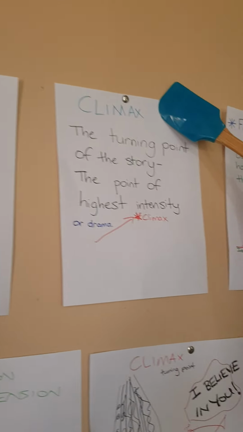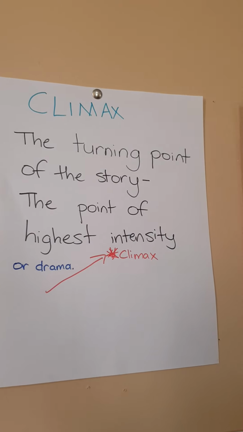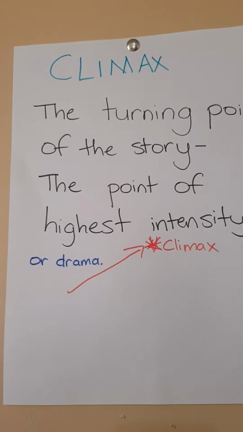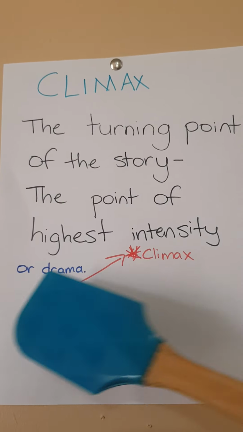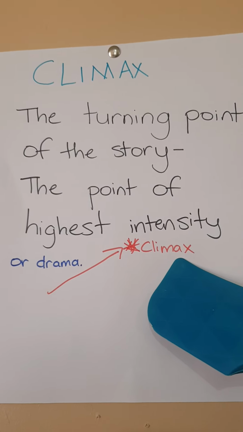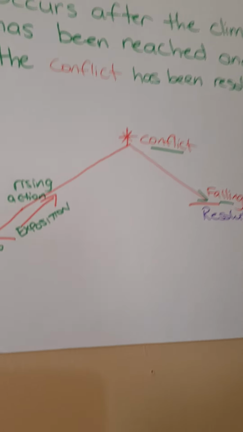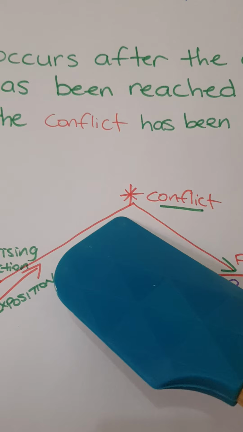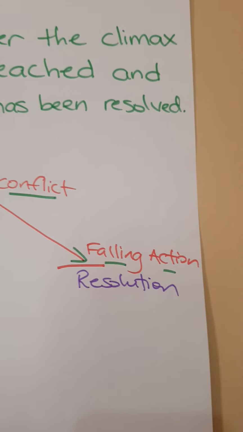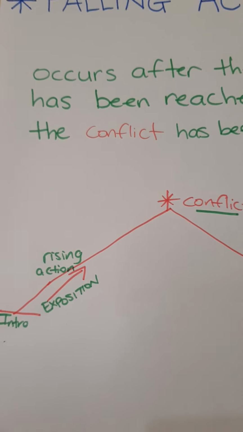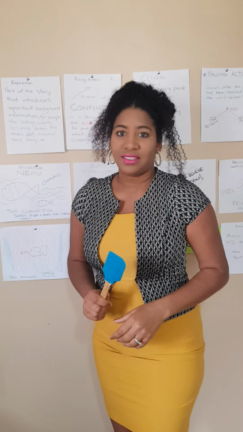This is one of the main parts of your plot, main parts of your story, the climax. That is the turning point of the story, the point of highest intensity or drama. That is your climax. And then you have your falling action. So your falling action, as you can see here on the diagram, is after the conflict. Falling action. So that is what occurs after the climax has been reached and the conflict has been resolved.